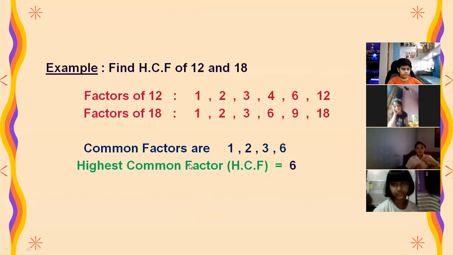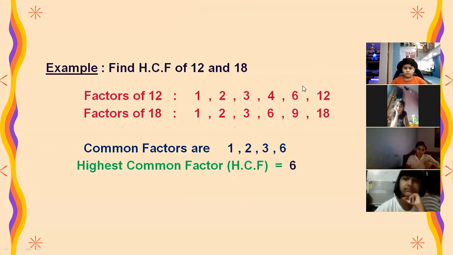Second one is common. We have already found out the factors. Now we are going to find out the common among the factors. So can you tell me what are the common factors here? Common factors: 1, 2, 3, and 6.